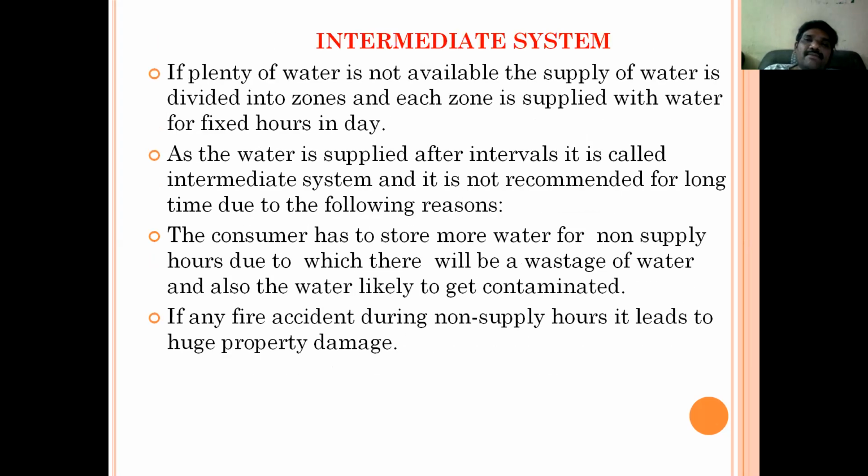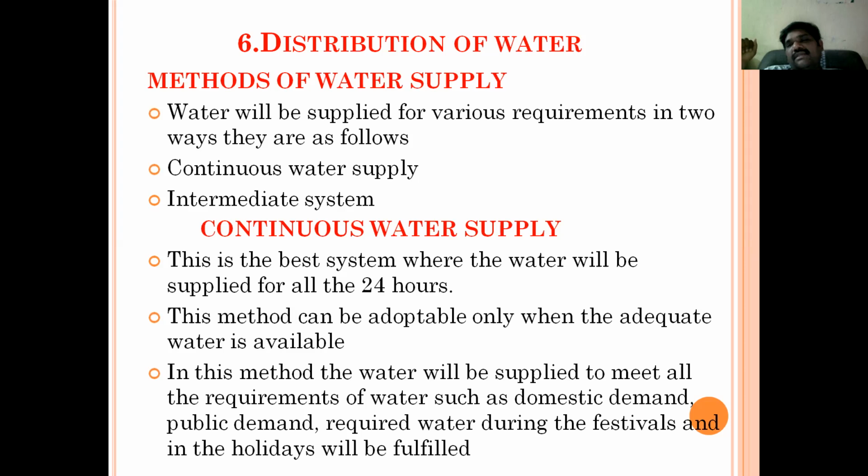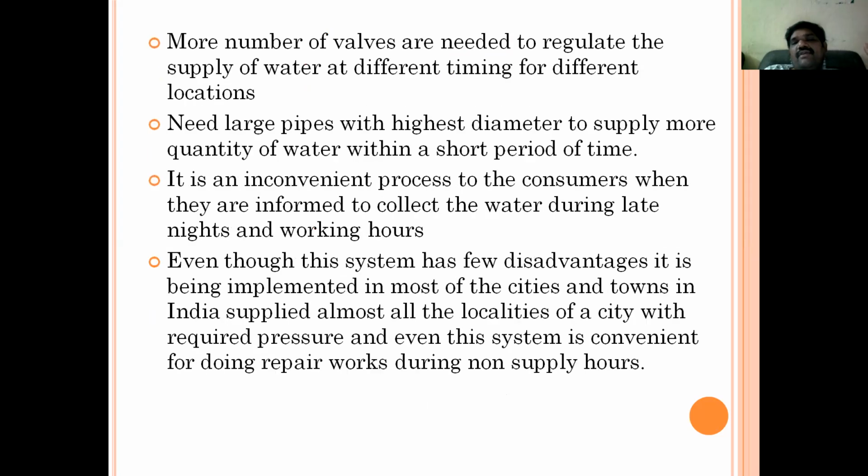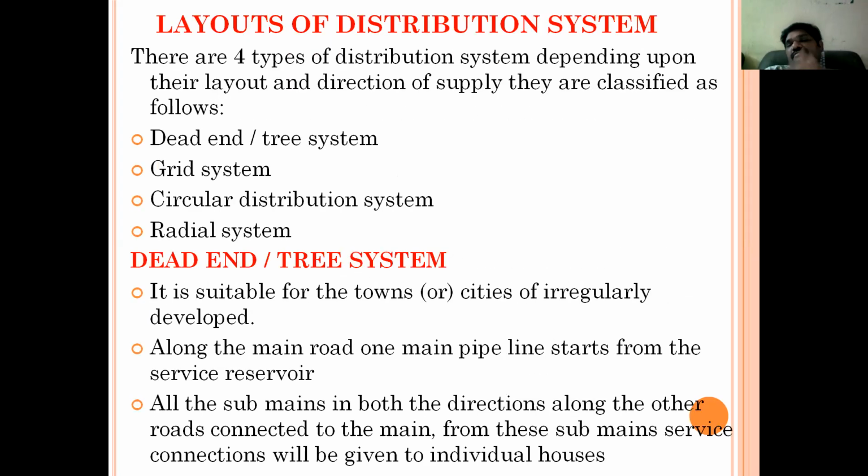Hope you understood what intermittent and continuous water supply are. These two are the methods of water supply. Next is layouts of distribution system. In the previous case, we have seen how the water will be distributed. Coming to the next topic, layouts of distribution system, there are four major distribution systems: dead-end system, grid system, circular distribution system, and radial system.